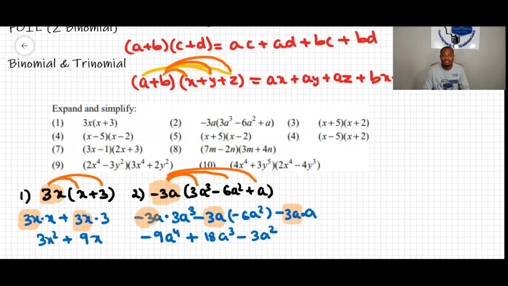Now we'll double check. Is there anything that we can combine, like something to simplify? We cannot simplify because though the bases are the same, the exponents are different. So we leave it like that, and we stop here. Question 3.